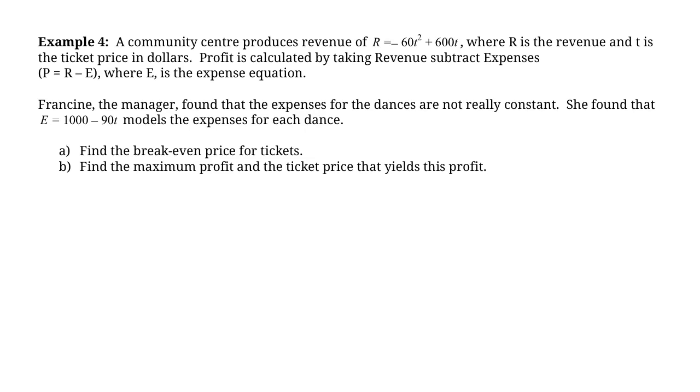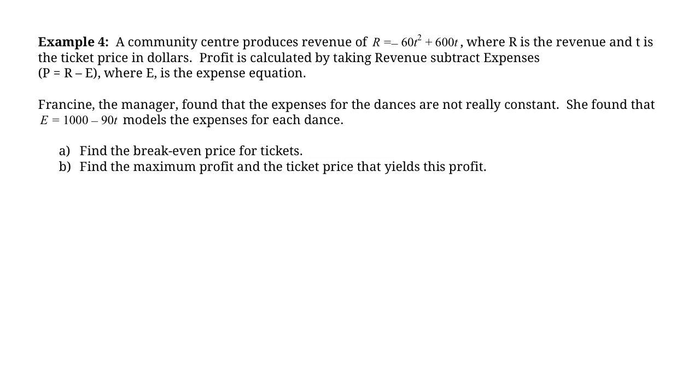A community center produces revenue of R equals negative 60t squared plus 600t, where R is the revenue and t is the ticket price in dollars. Profit is calculated by taking revenue subtracted by expenses, or P equals R minus E, where E is the expense equation. Francine, the manager, found that the expenses for the dances are not really constant. She found that expenses are equal to E equals 1,000 minus 90t. So this is what models the expenses for each dance.